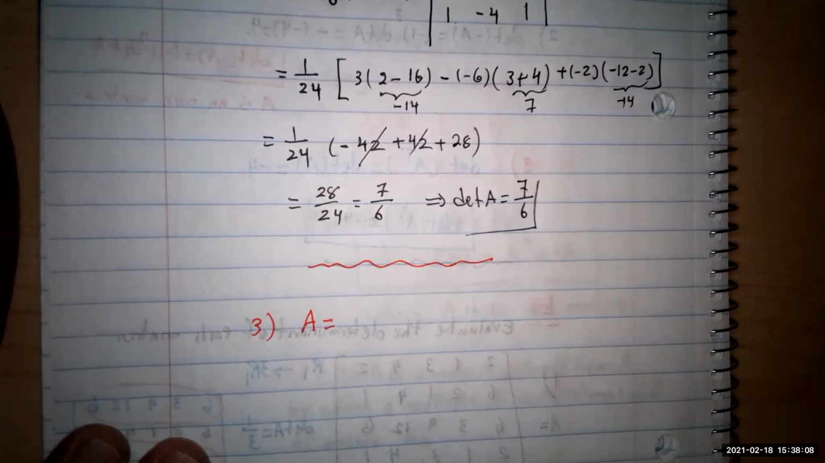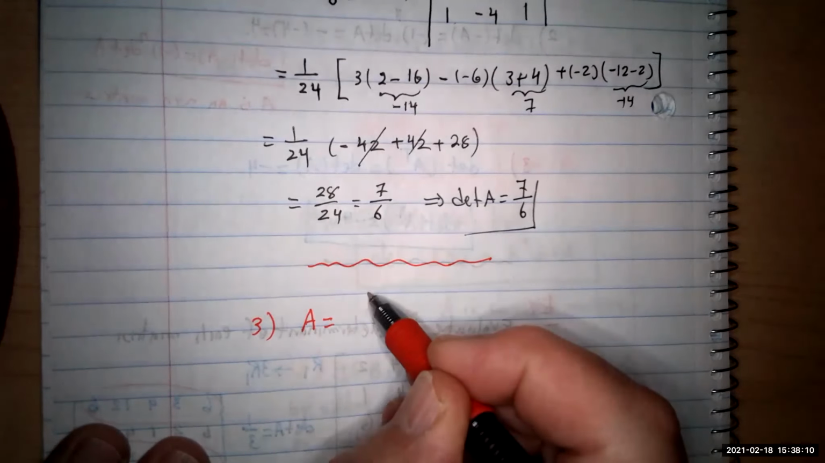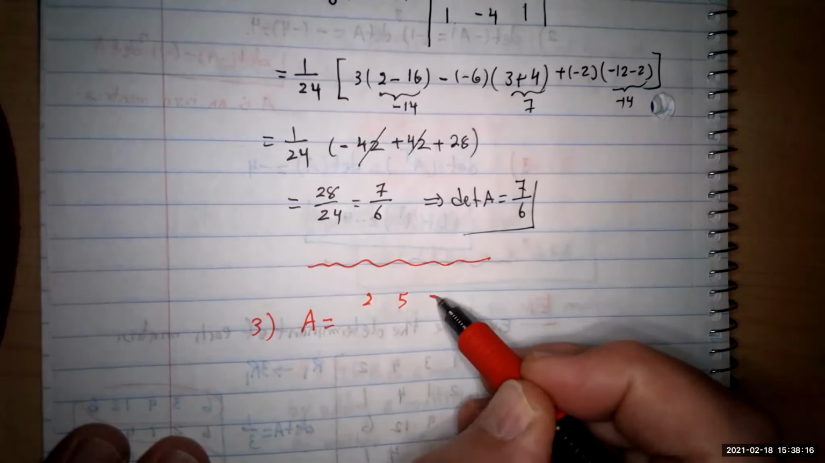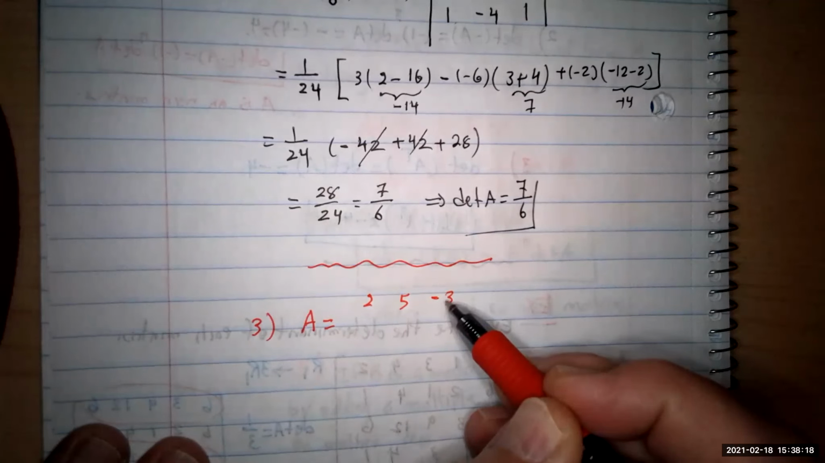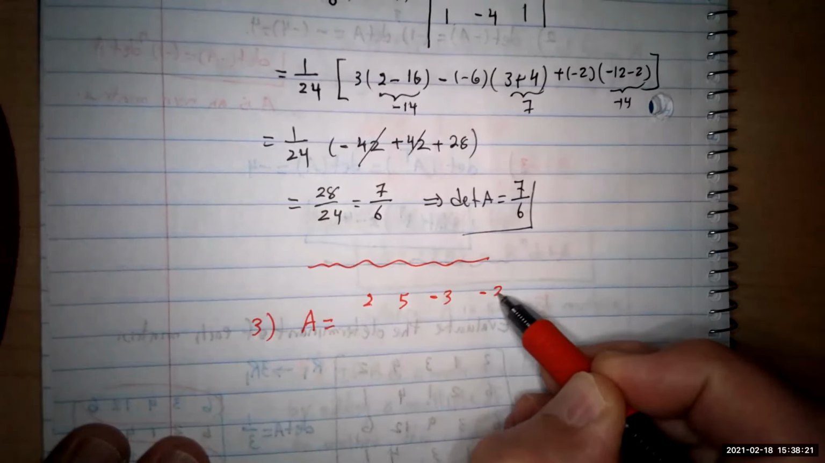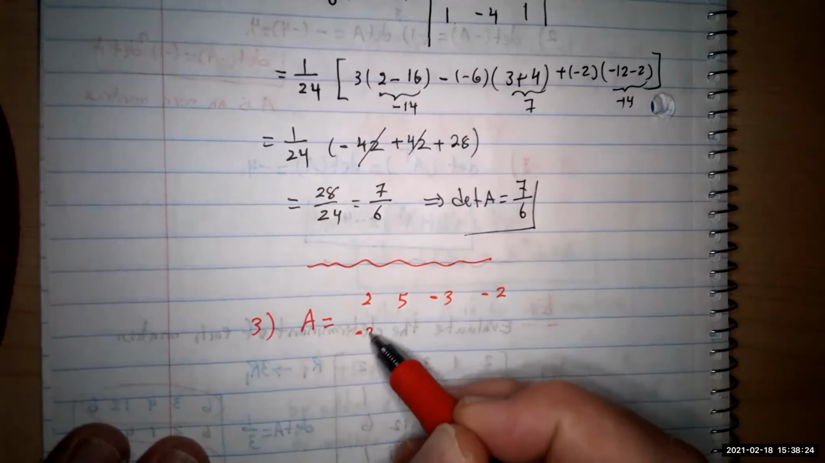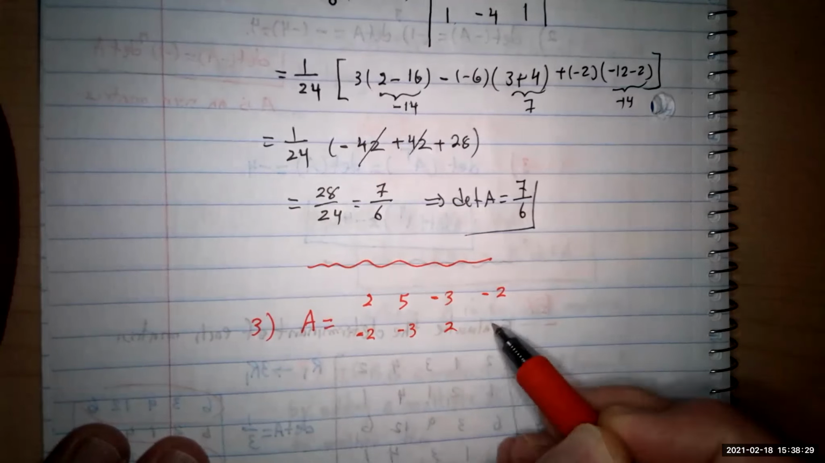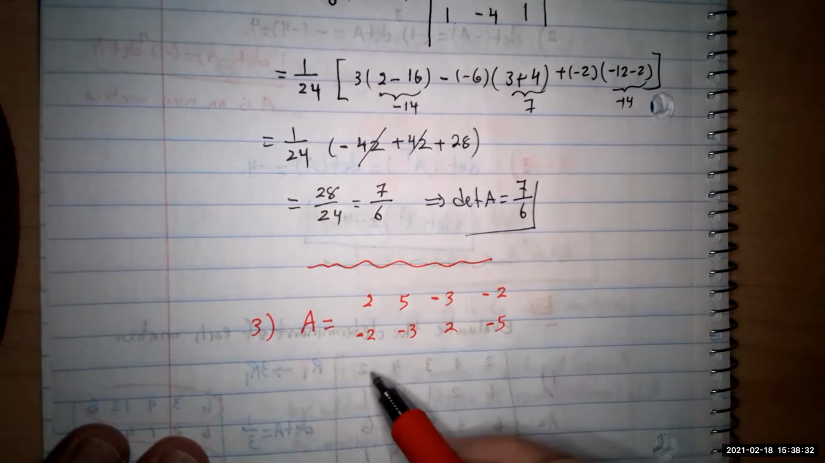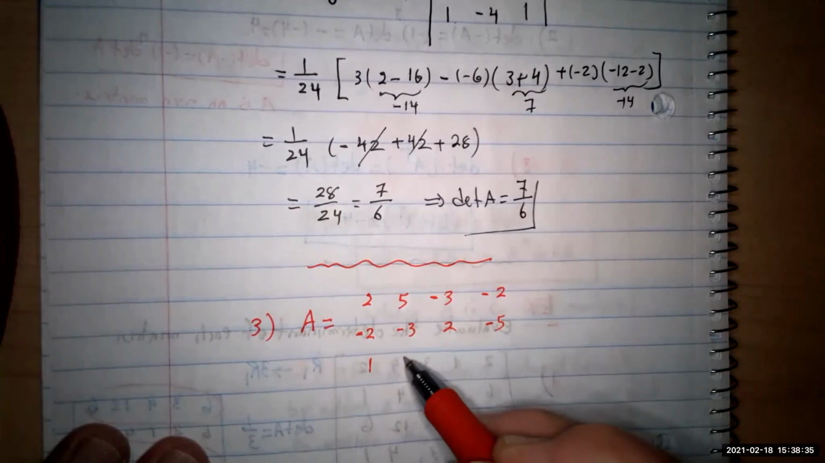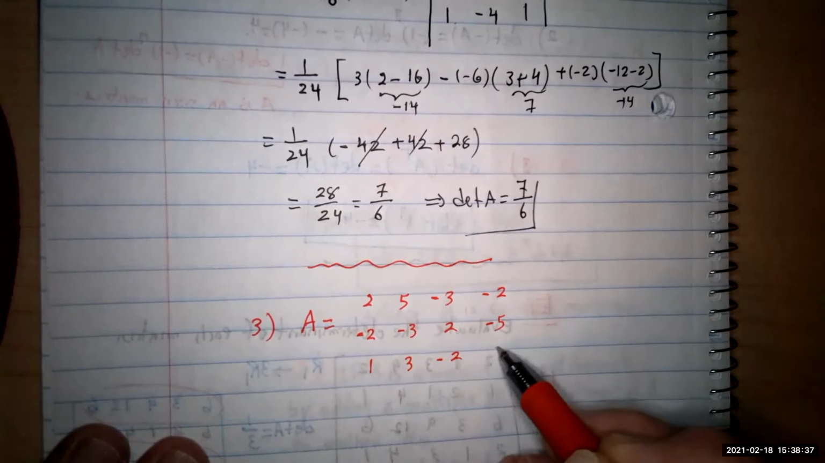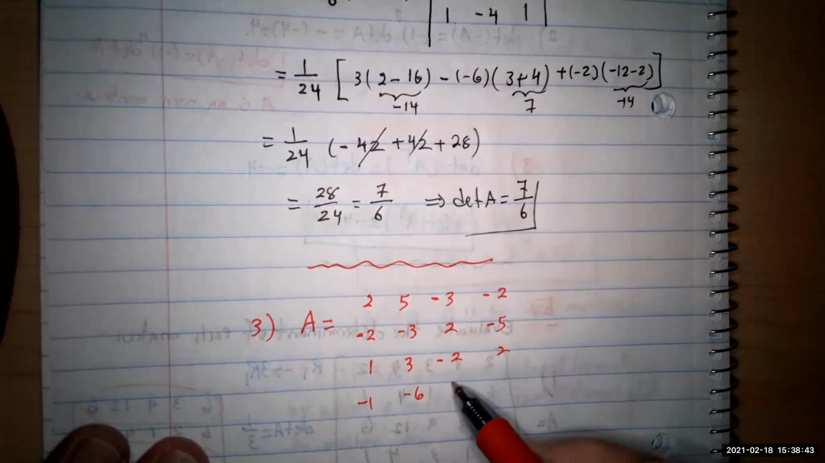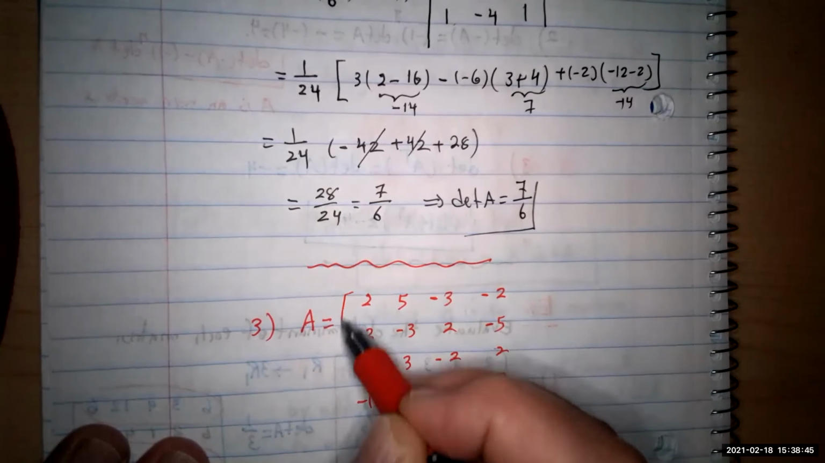We are going to have a 4 by 4 one. So this is a 4 by 4. It's 2, 5, negative 3, negative 2 I have here. Then I have a negative 2, negative 2, negative 3, 2 and negative 5. Then I have a 1, 3, negative 2, 2, and this is going to be negative 1, negative 6, 4, and 3. See, this is another matrix.